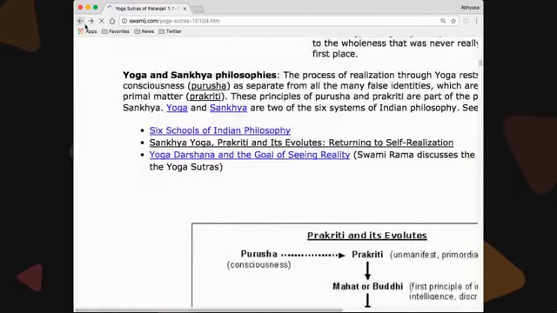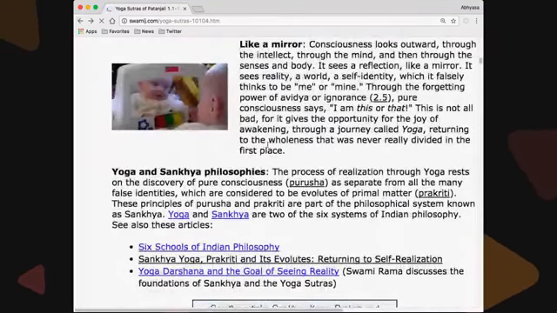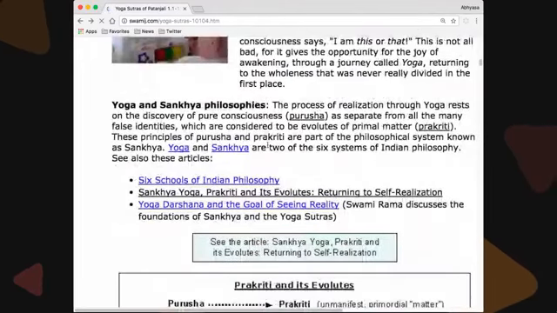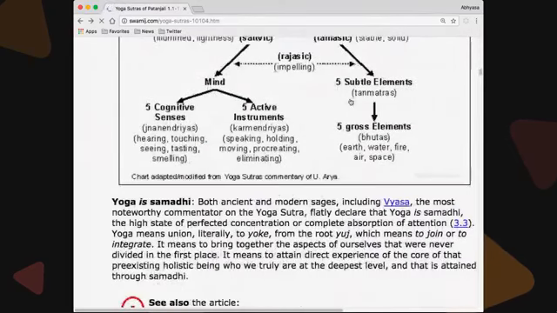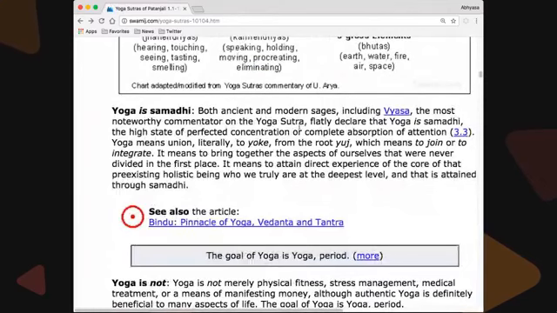So here, once again, I just used the hyperlink phenomenon of websites to be able to talk about this. Alrighty. Yoga is Samadhi. Both the ancient and modern sages, including Vyasa, flatly declared that yoga is Samadhi, the highest state of perfected concentration. And here the use of the word Samadhi means the highest use of that word Samadhi.